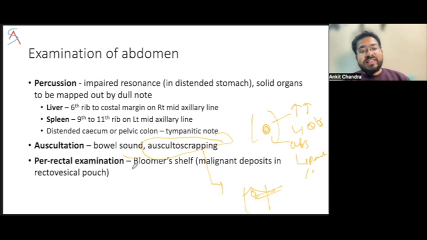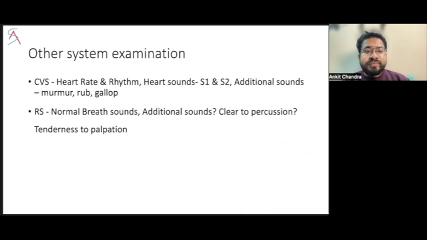Then do the rectal examination. If there is any malignant deposit in the rectovesical pouch, which is called Blumer's shelf, or the pouch of Douglas, it shows that metastasis of the carcinoma has happened. Look for other symptoms in your respiratory system examination, such as pleural effusion in case of lung metastasis.